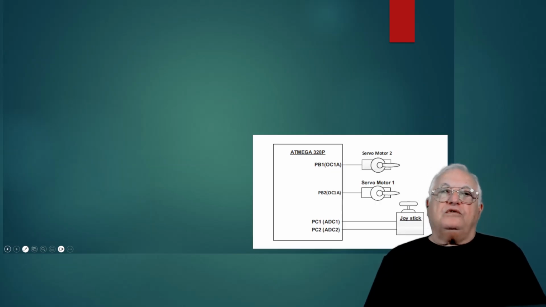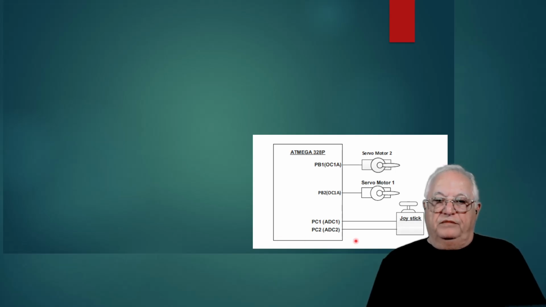So let's look at our program. What we're going to do is take a joystick and connect it to PC1 and PC2, which is ADC1 and ADC2. So the idea is that you move the joystick and you have an input to ADC1 or ADC2, depending whether you are on the X or Y axis.